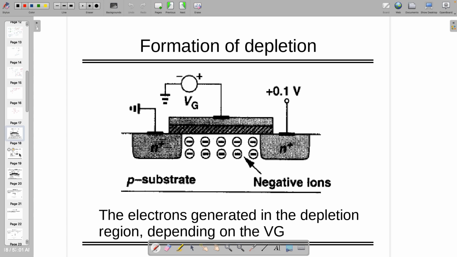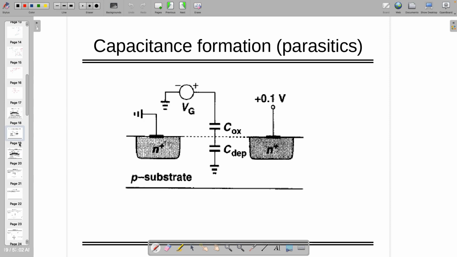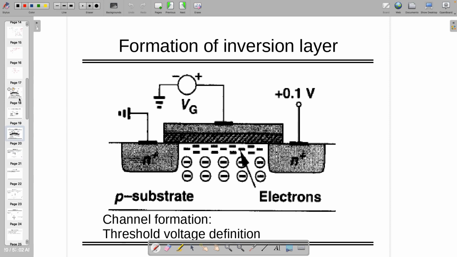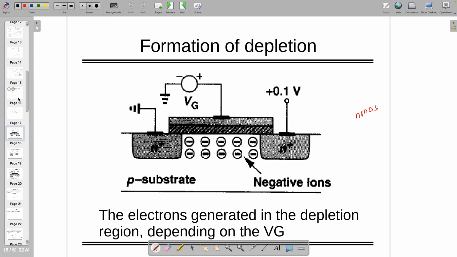Generally, if this is a device which you have made, this is an NMOS. If I apply a gate voltage, with the source grounded and the drain at 0.1 volt, what's going to happen if I give some potential over here? Then you will have negative ions on the other side, right? And when you keep on increasing, so this was one concept, by the way, but this is not the complete picture. The complete picture is as follows.